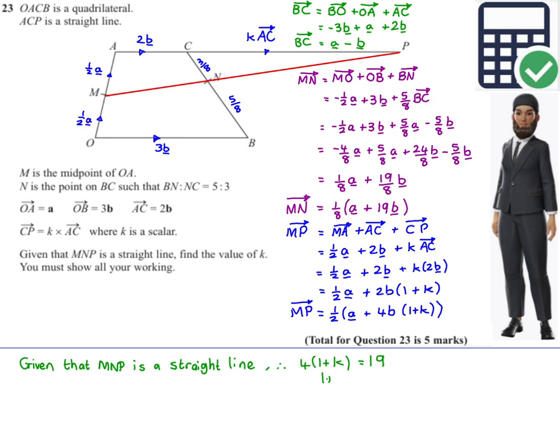So therefore you're going to get 1 plus k, divide both sides by 4, equals 19 over 4. And then k is equal to 19 over 4 take away 1, and then k is equal to 19 over 4 minus, let's make this into a denominator of 4, which is 4 over 4. And your final answer is that k is equal to 15 over 4. And this is our final answer.